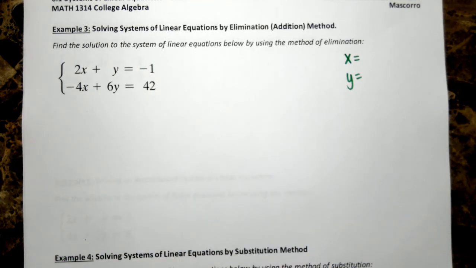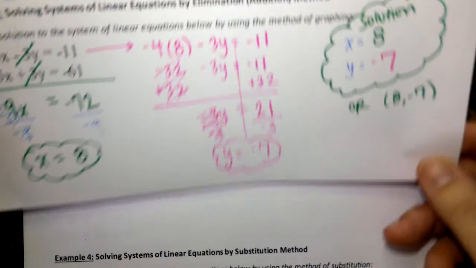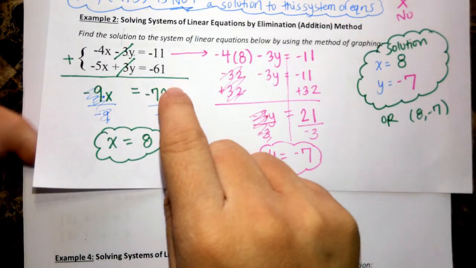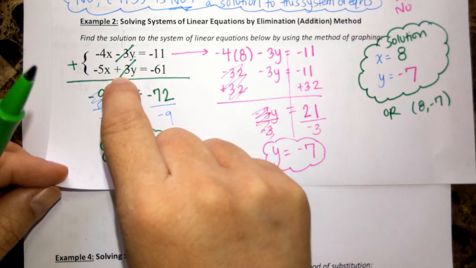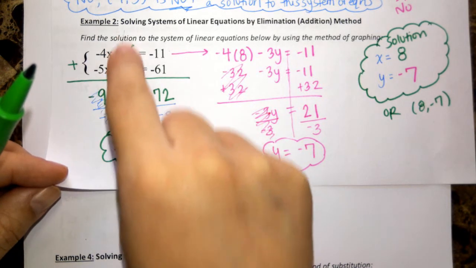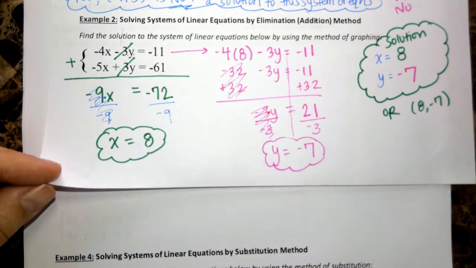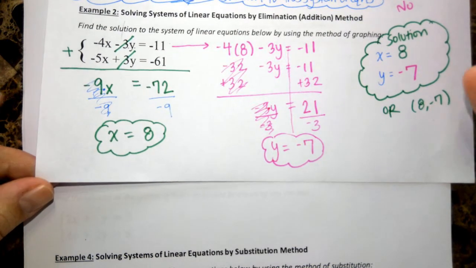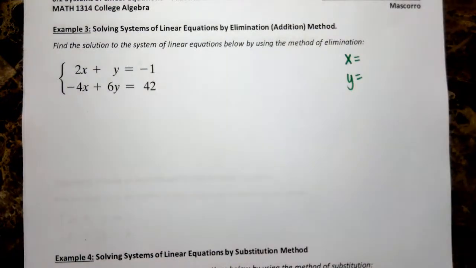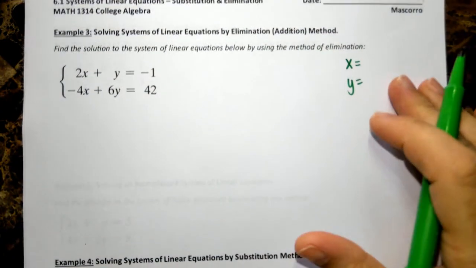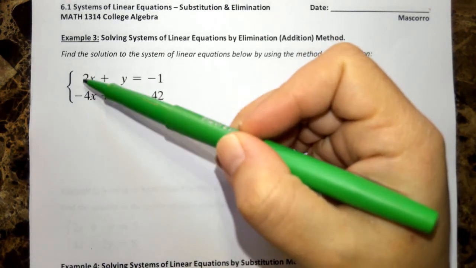Okay. All right, we're going to solve it. Now, the last problem was really nice because one had a negative 3y and one had a positive 3y. So all we had to do was add them, and they just canceled out. It worked out so nicely. It was set up so easy for us to just add the 2 equations, and the y's canceled out. But if you look at this next example, nothing cancels out right off the bat.